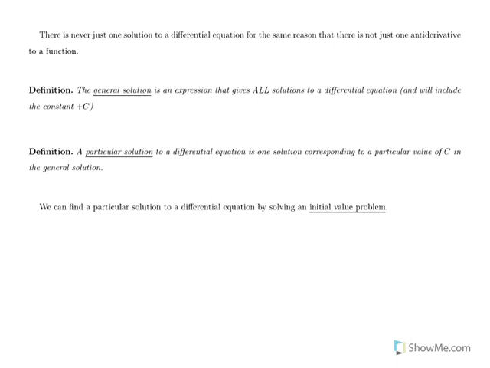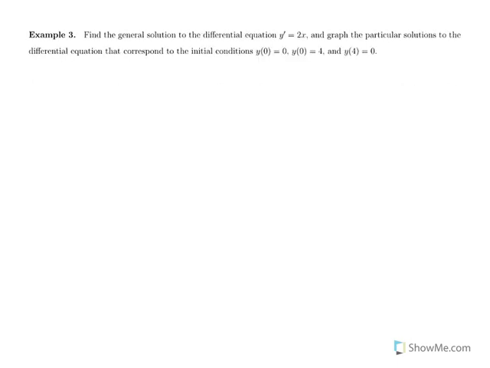Often we're going to find a particular solution to a differential equation by solving an initial value problem. And we'll show what that is on the next page. So here's how a problem could look: find the general solution to the differential equation y prime equals 2x. We're going to do some graphing just to show what's going on. Then, given different initial conditions, and we'll talk about what these mean, we're going to find particular solutions to the differential equation. So first off, let's find the general solution.